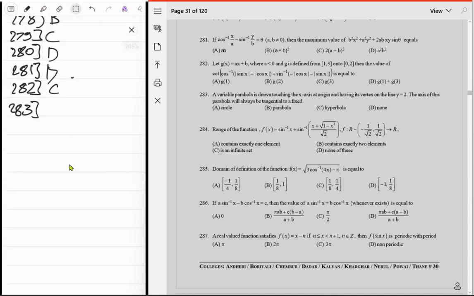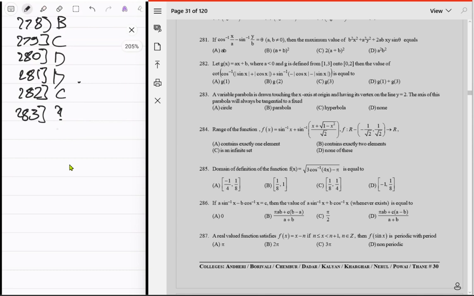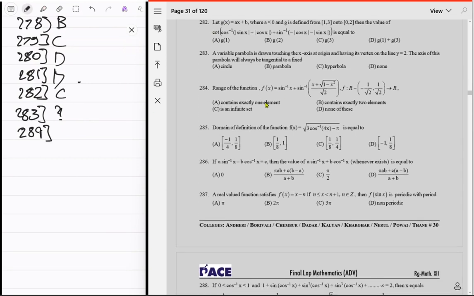23, we don't know. Let's move on. 24. The range of this function is, so sine inverse of x plus sine inverse of this stuff, and then the real stuff minus, okay. So it's going from, this is its domain, fine. So what is it? Sine inverse of x plus sine inverse of x plus square root of minus x squared upon square root of 2.